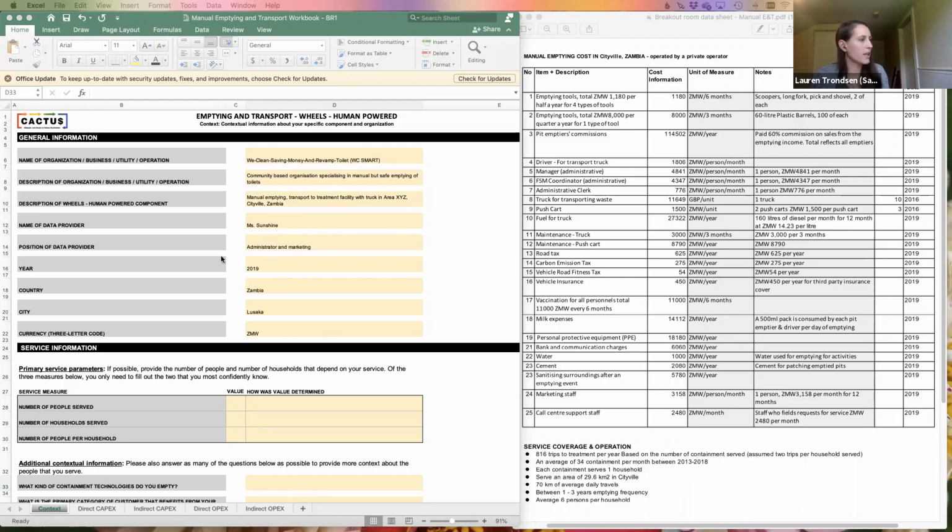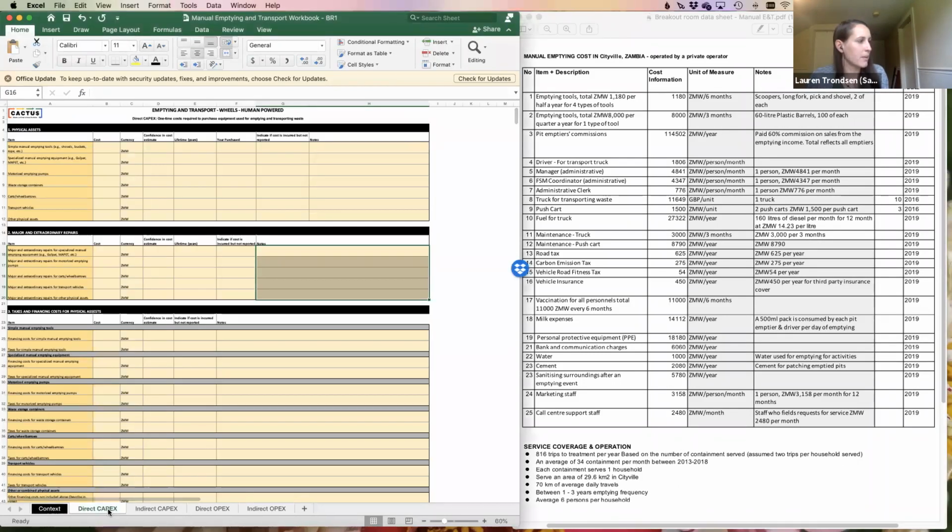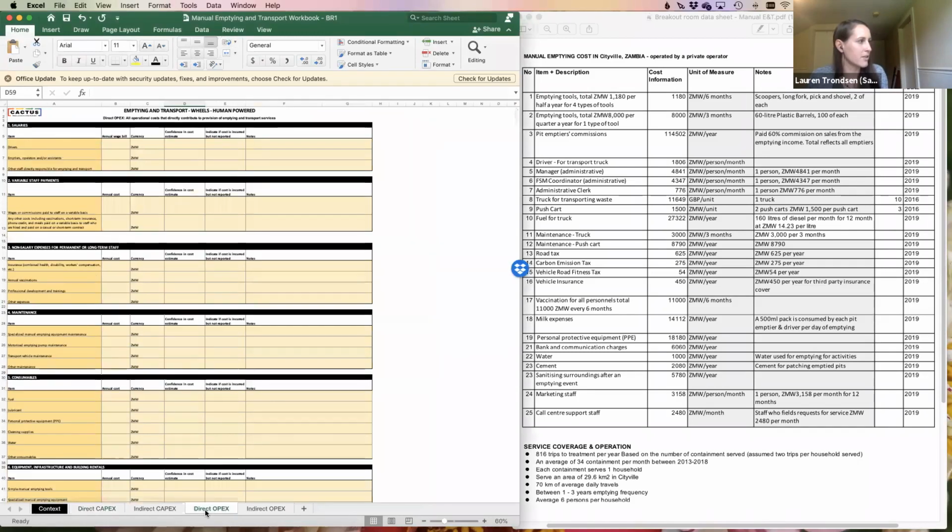So just quickly to scroll through the workbook, we've got 5 tabs that are facing the users. The one is the context, where you're just going to enter information about your operation. So we've pre-filled that here with some made up data. So what's the name of it? How do you describe it? Just giving us some contextual information about what it is. And then we have tabs for direct and indirect CapEx and direct and indirect OpEx, where you'll actually enter the cost for different cost items.